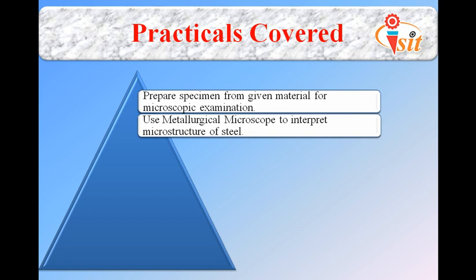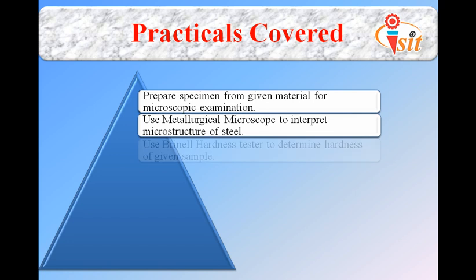It may be a mild steel, a low carbon steel, a medium carbon steel, or a high carbon steel. We can also see the microstructure of copper, brass, bronze, then cast irons. In that, grey cast iron and white cast iron, we can see the microstructure of any ferrous and non-ferrous material. So this is our second practical, using a metallurgical microscope to interpret the microstructure of steel.